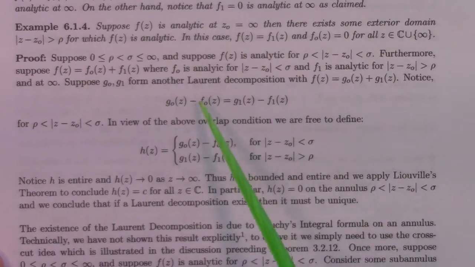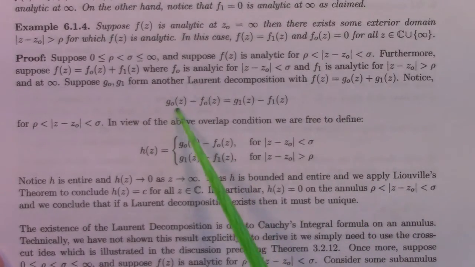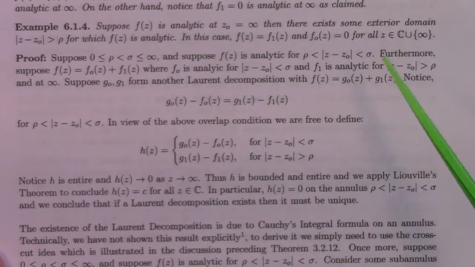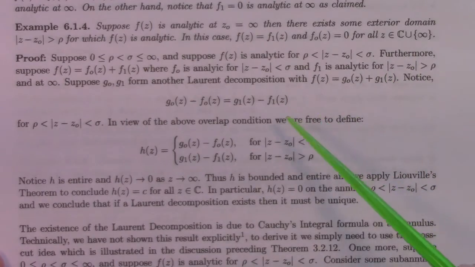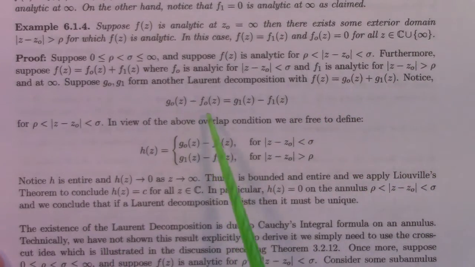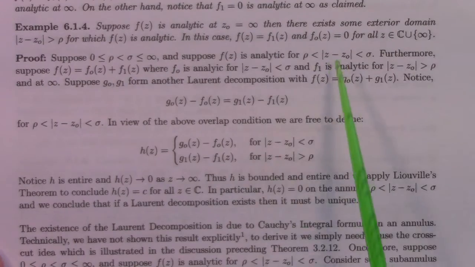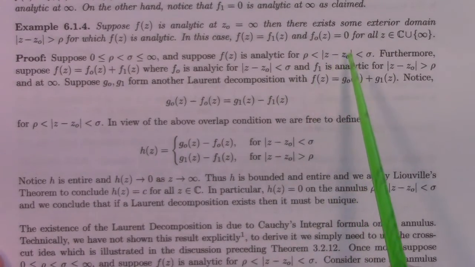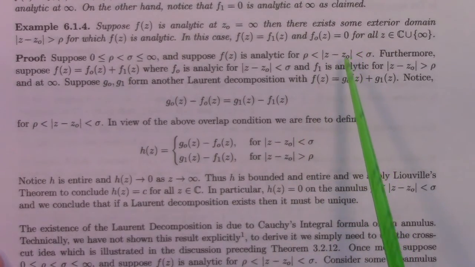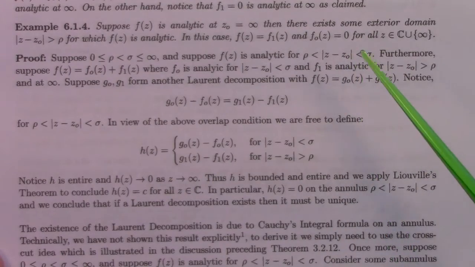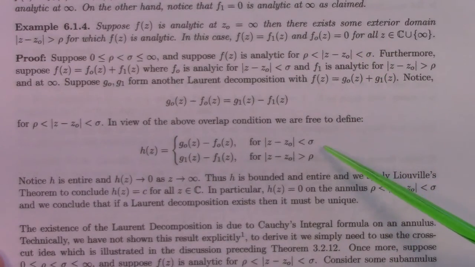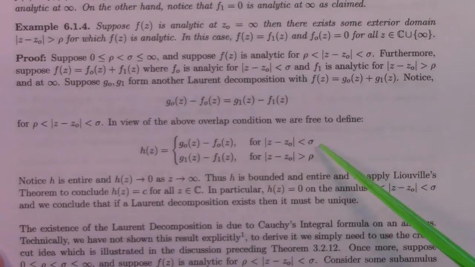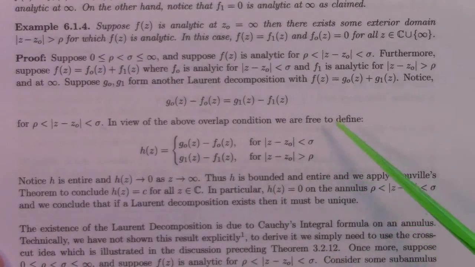Right, two Laurent decompositions. Of course, f of z is equal to f of z, so this is equal to that, right? But on the overlap, these are two Laurent decompositions with respect to the same annulus, so the same inside and outside domains. The inside domain both have G naught and F naught. The outside domain have G1 and F1.